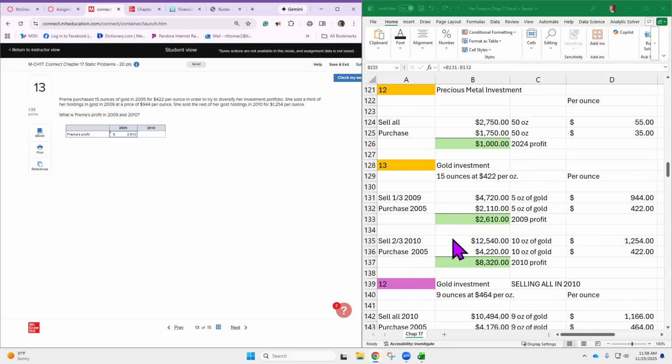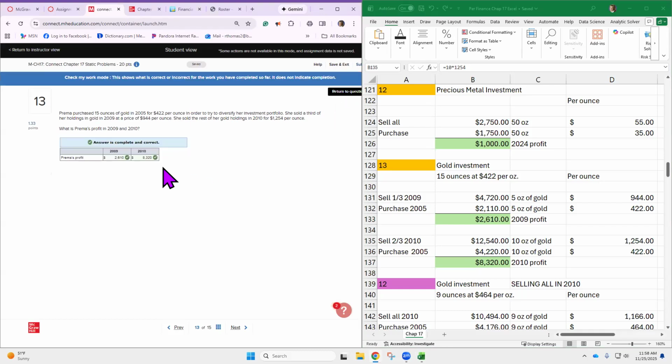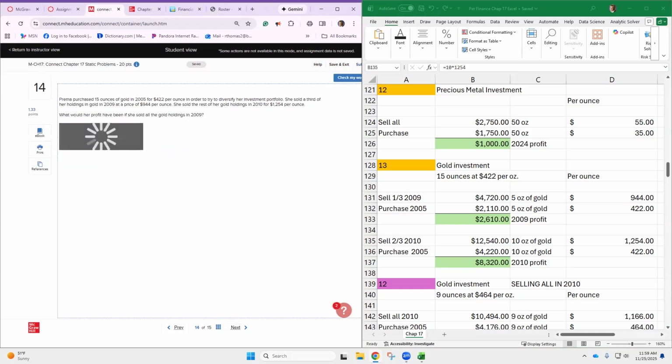Okay, now she sold the rest of her gold in 2010. So the rest of it is 2/3. So that's 10 ounces. Okay, and we're using the 422 price. But the price is $12.54. So wow. So she sold the rest of it. So we've got 10 ounces times the price of $1,254. She bought it for $422, those 10 ounces. So she's got a very sizable profit there, $8,320. Yeah, she should have waited until 2010. Okay, let's see if they ask.